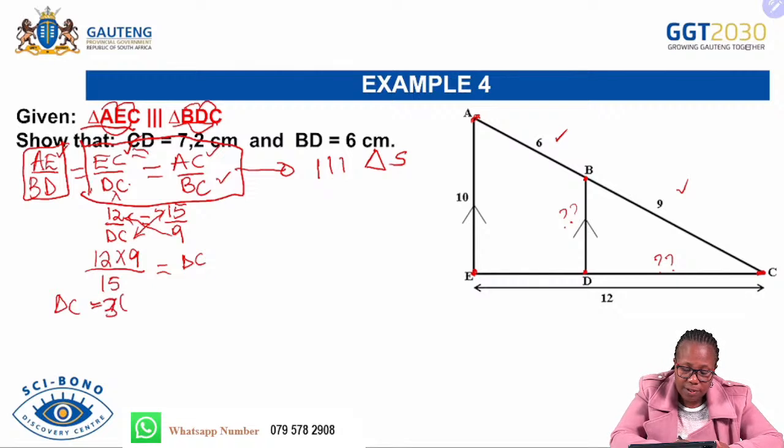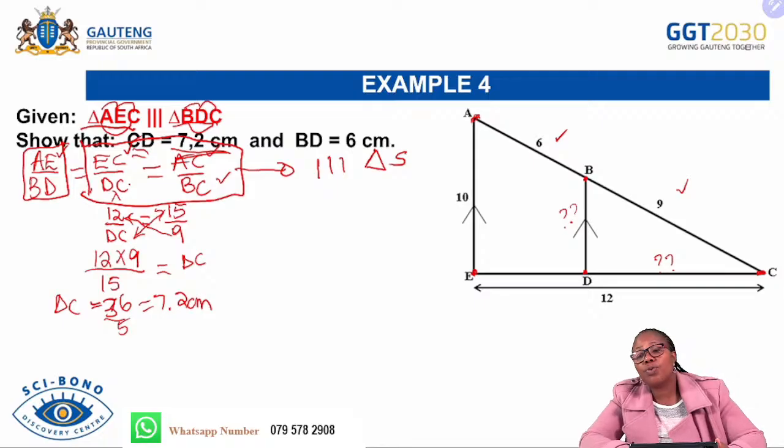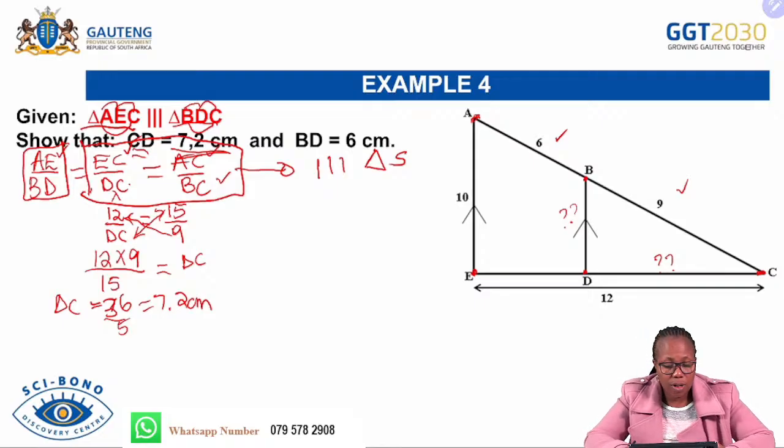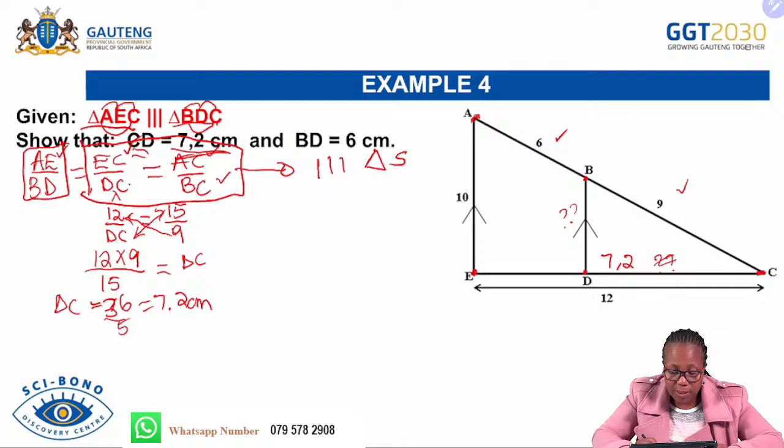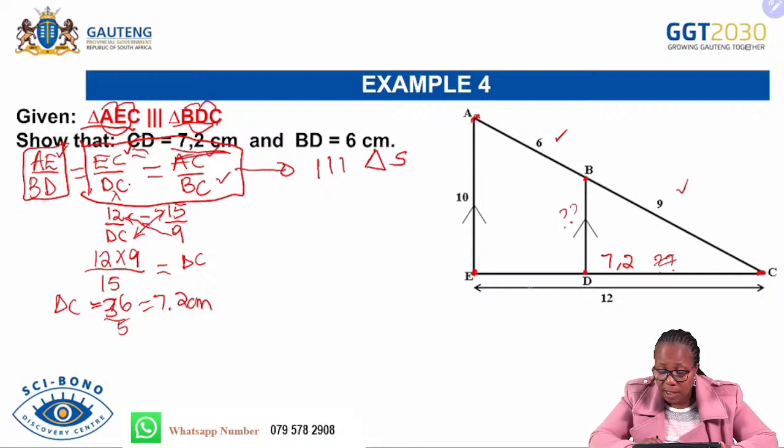This is initially giving us the ratio 36 over 5, which is 7.2 centimeters, that we were required to show that CD is equal to. Now moving forward, grade 12, we can plug in DC on the diagram now that we know the value of the DC side is 7.2 centimeters. Can you see, grade 12? We can also find the value of ED by taking the whole 12 and subtracting 7.2. Then you will be left with 4.8 for the ED length.